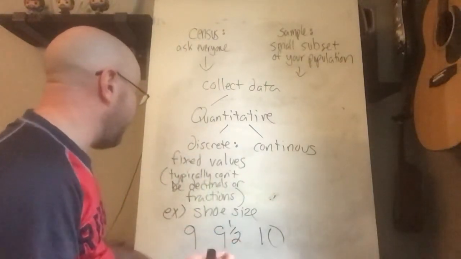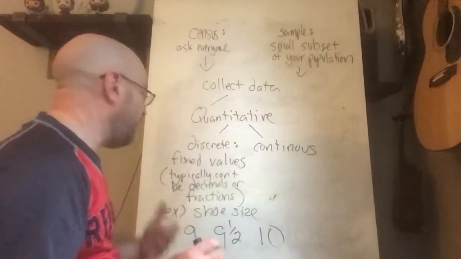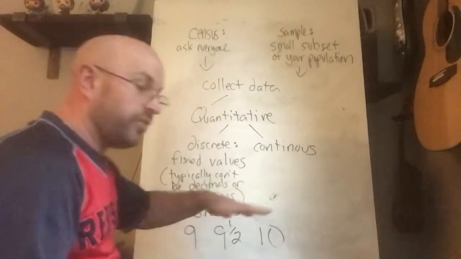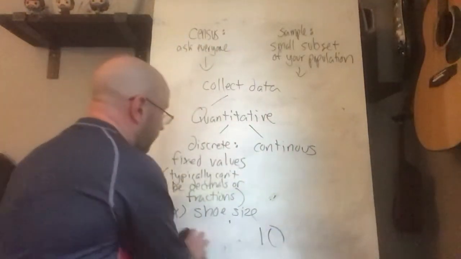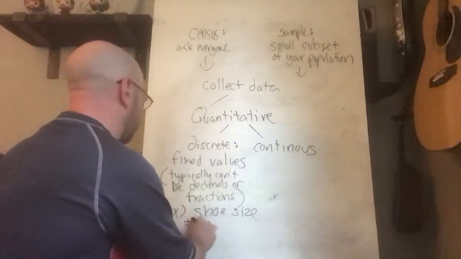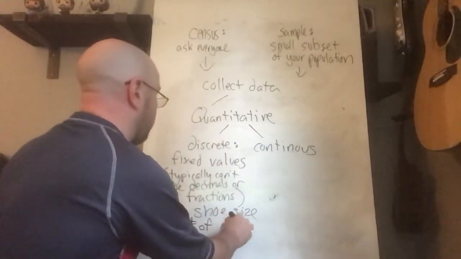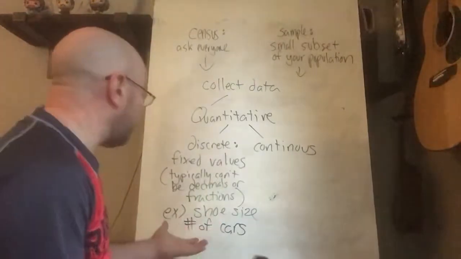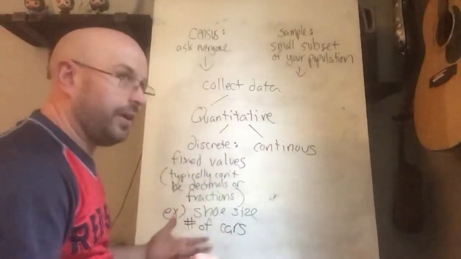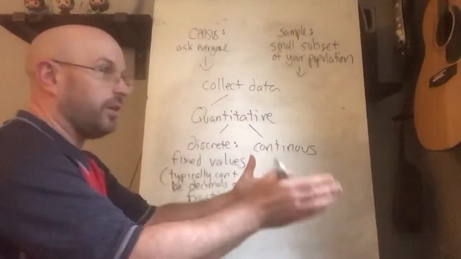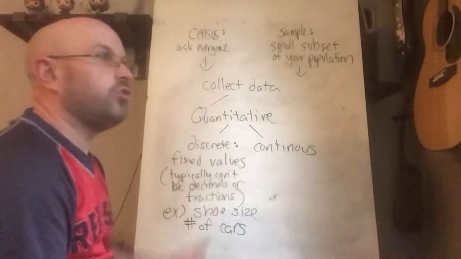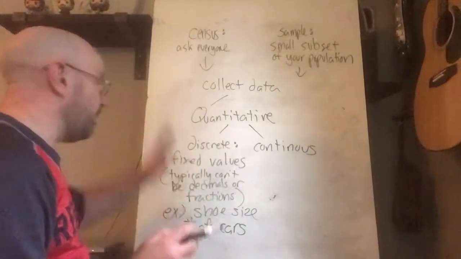You're not going to get 9 3/7. You're not going to get 9 15/16. That's not possible. This is all you're going to see here. Another one would be number of cars. Like you're trying to figure out the number of cars in a parking lot, right? You're not going to count half of a car. A car is a car, right? So you're only going to get 10 cars, 12 cars, 52 cars. You're not going to get 52.3 cars. That's not possible. That's discrete.